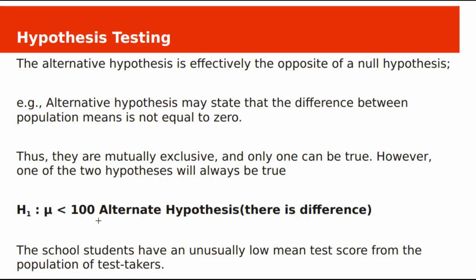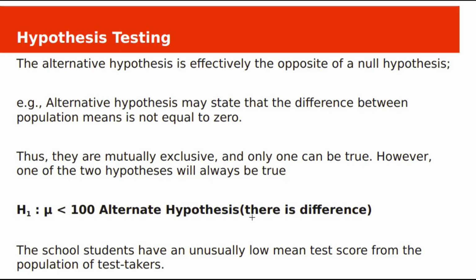Alternate hypothesis is the opposite of the null hypothesis. Alternate hypothesis states that there is a difference between population means. They are mutually exclusive, only one can be true. One of the two hypotheses will always be true. Alternate hypothesis will be denoted with H1.